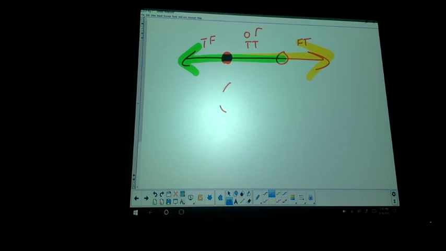What do you think the answer is? Yeah. So you would just write it as negative infinity to positive infinity. Okay? All right.